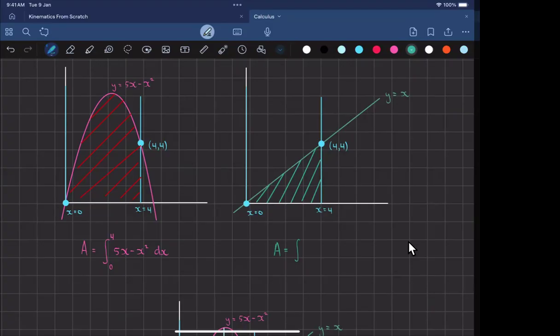So how would I find the area under that curve? It could be 5x. Wait, what was the question? So we found the area for this, and now I find the area for this one. It's very simple. What's the graph? What is the graph? y is equal to x? Right. So what am I going to put here?